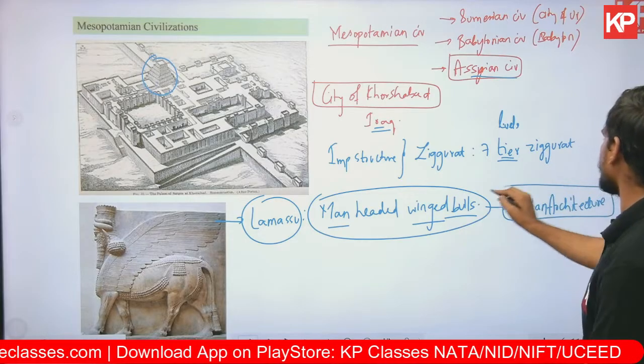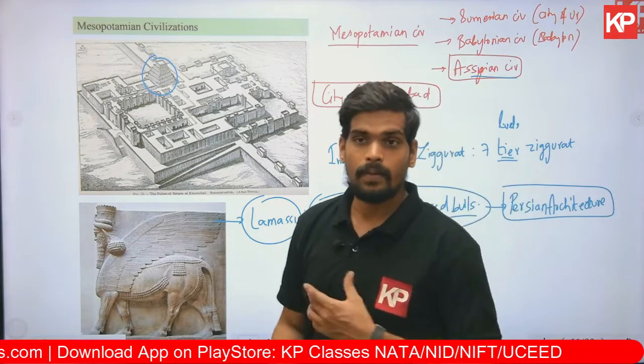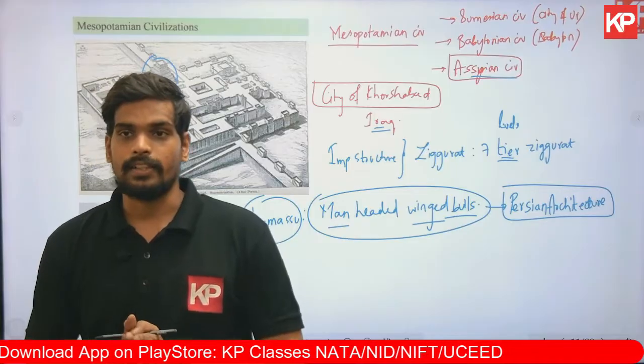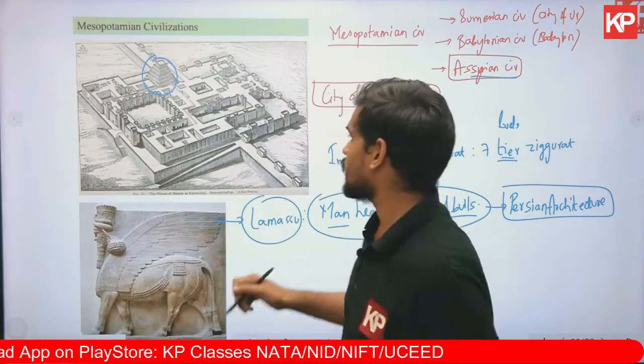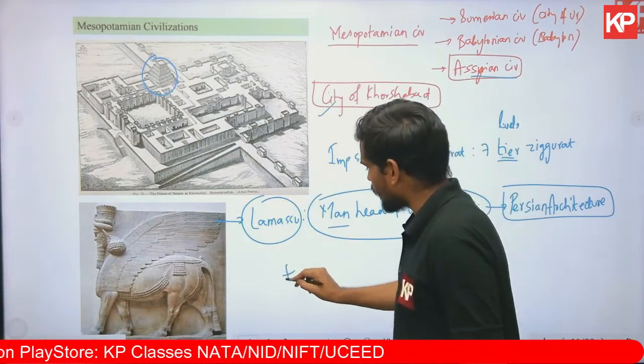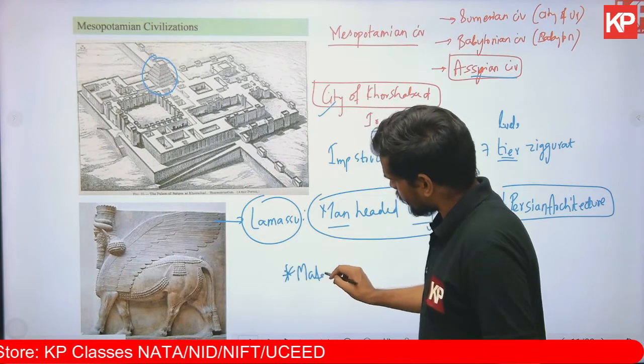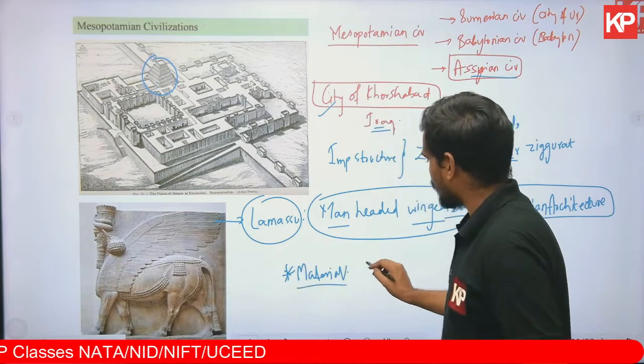Persian architecture also has similar characteristics to what we discussed under Mesopotamian architecture. Final point about this particular city of Khorshabad: the material even here is the same. The material used is clay bricks.